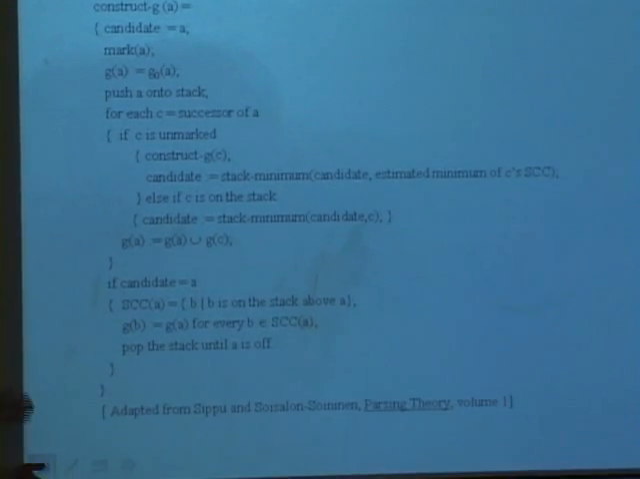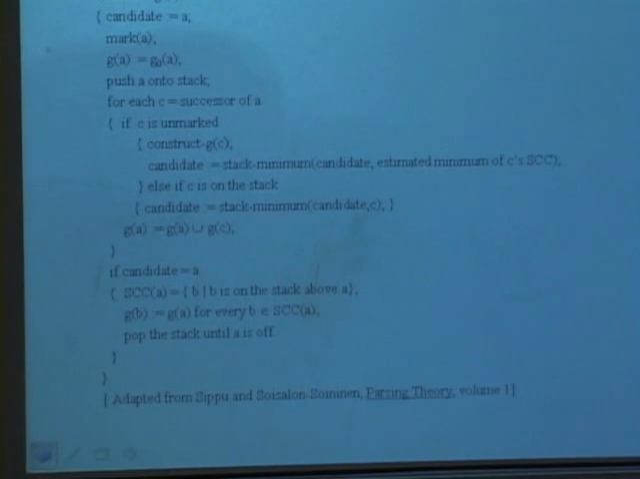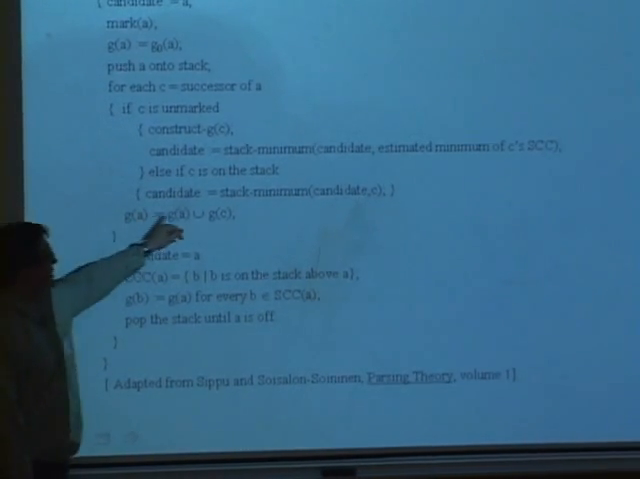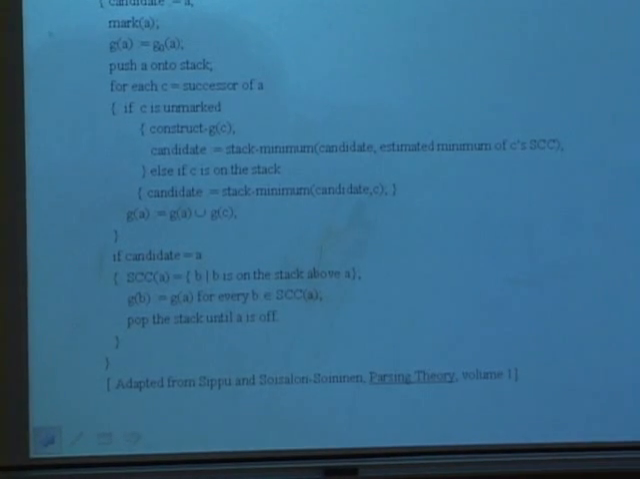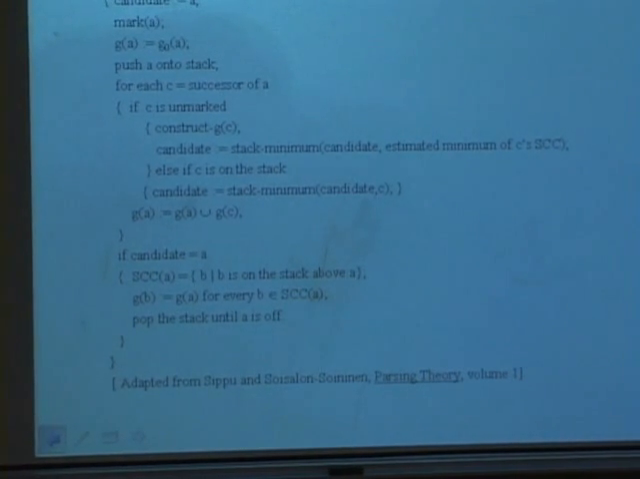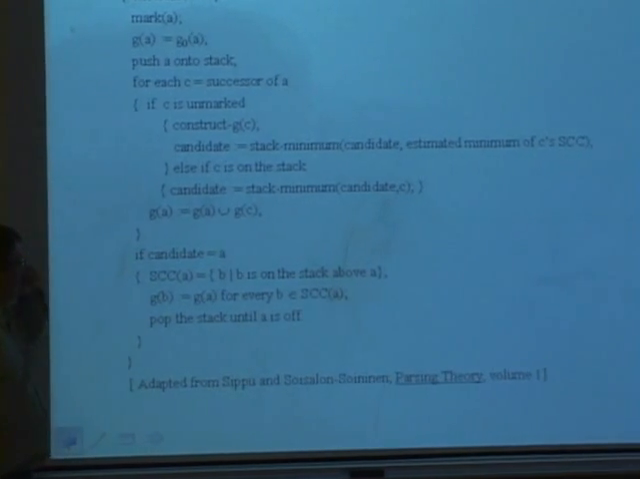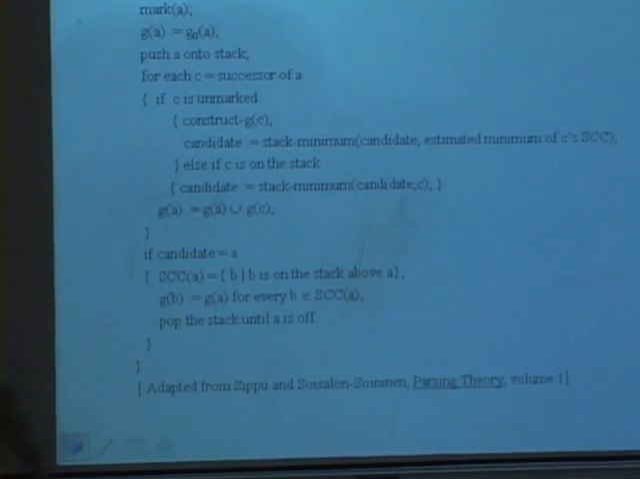And if it is marked and it is on the stack, then you just take the stack minimum of your candidate in C. And then after those two steps, you just take the union of G of A with G of U.